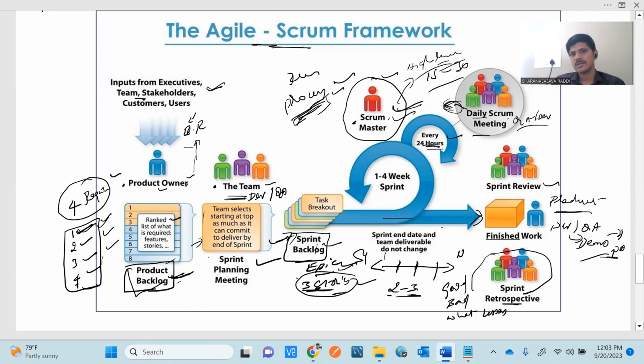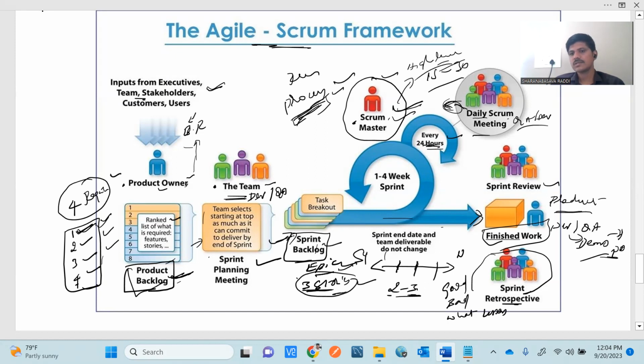Once this sprint, meaning the 3 weeks sprint, is done, there will be an output from this sprint, that is 3 stories are completed. These 3 stories will be demoed to the product owner, so that the product owner will be reviewing that finished work. If everything is fine and he is satisfied with the work done, then he will accept that work. Otherwise, he may reject the work. It totally depends upon the product owner.